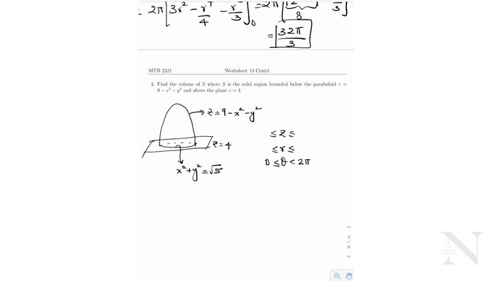Sorry, how do you know that x squared plus y squared equals square root of 5? Oh, I just copied it from worksheet 9, but I could do it. So this is, again, the intersection of these two, so it's 9 minus x squared minus y squared equal to 4. Anytime two surfaces intersect, set those equal. If you move these two to the right side and bring this here, you get x squared plus y squared equal to 5.